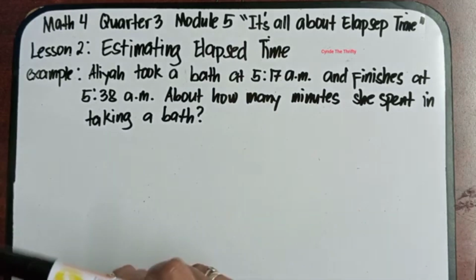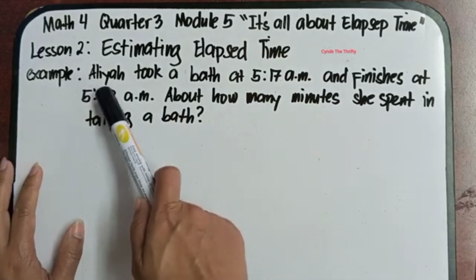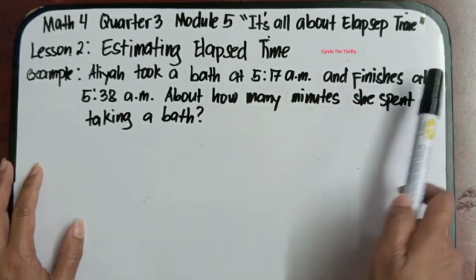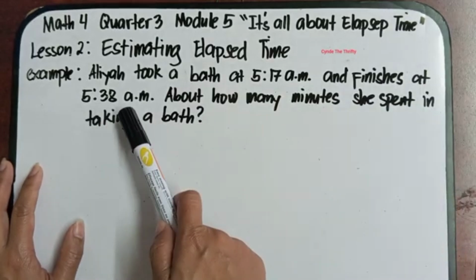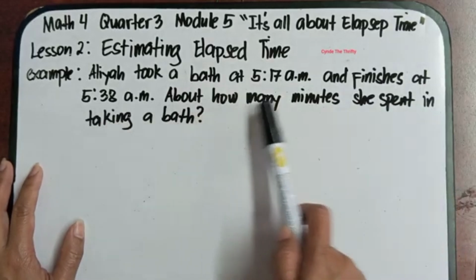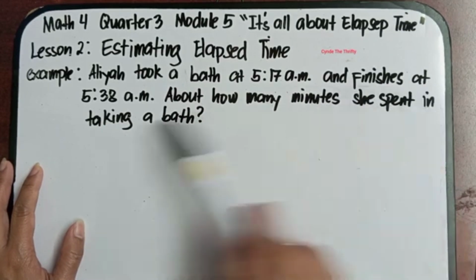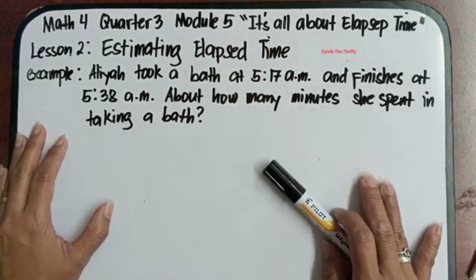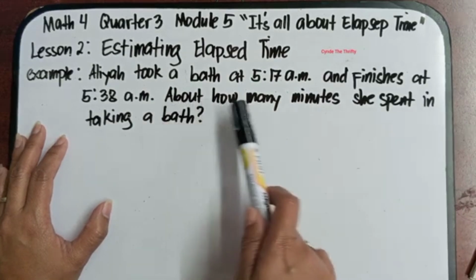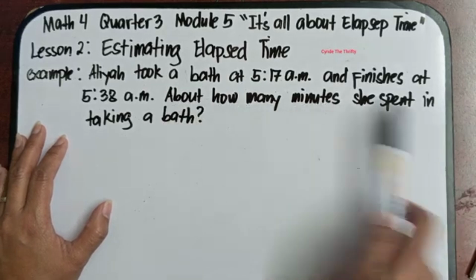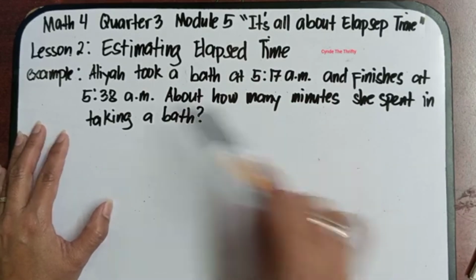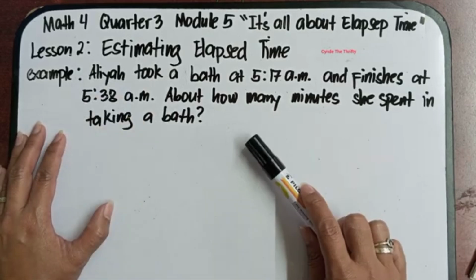So, meron tayong example dito. Aliyah took a bath at 5:17 a.m. and finishes it at 5:38 a.m. About how many minutes she spent in taking a bath? Ano yung hinahanap natin? Ang hinahanap natin is about how many minutes she spent in taking a bath. So, ilang minutes daw naligo si Aliyah. So, yun ang hahanapin natin.